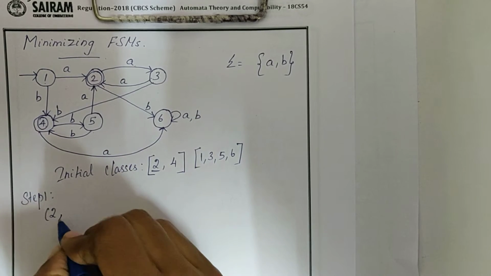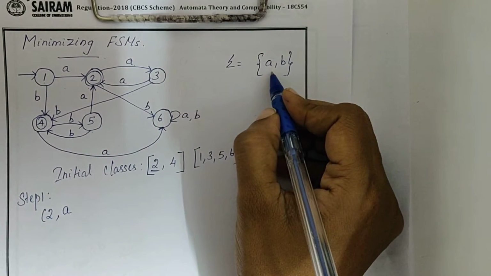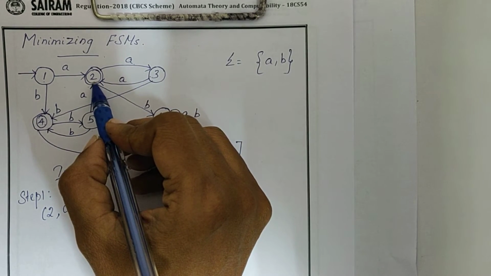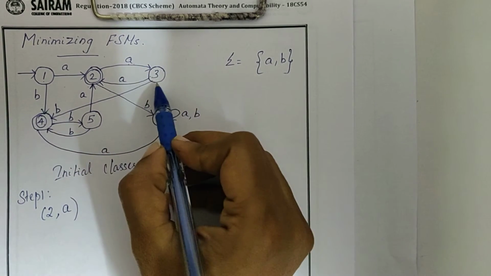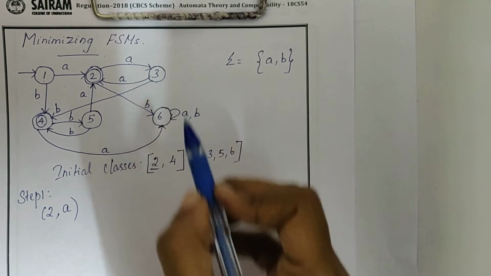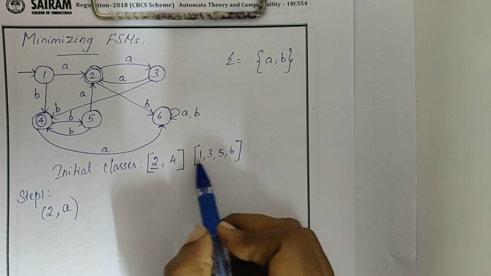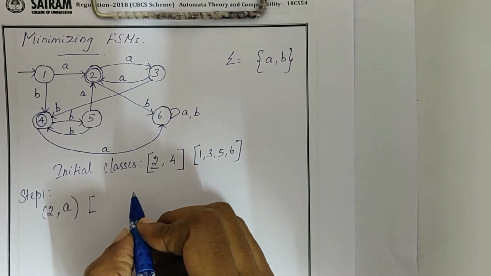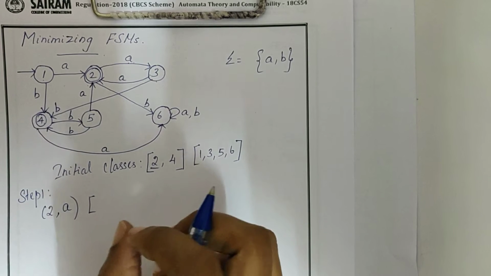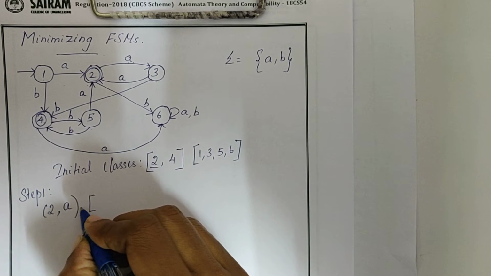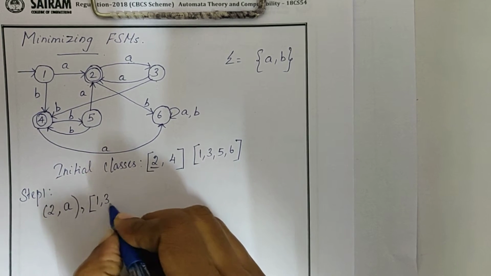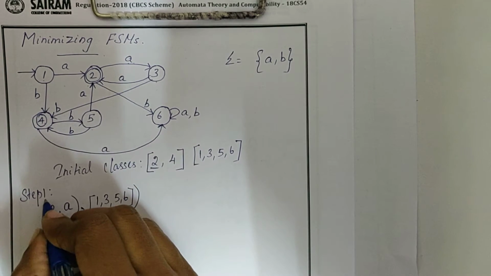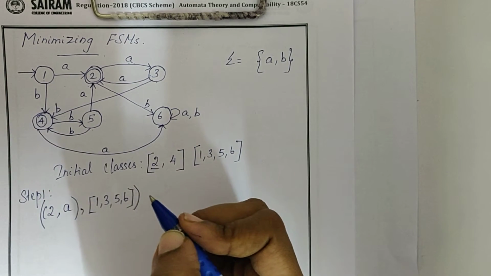So 2 comma, my first alphabet is A. You have to check when state 2 takes A input, where it is moving: 3. So you write, 3 is in which class? 1, 3, 5, 6. This complete class you can write. While writing the class, you write it inside square brackets: 1, 3, 5, 6.